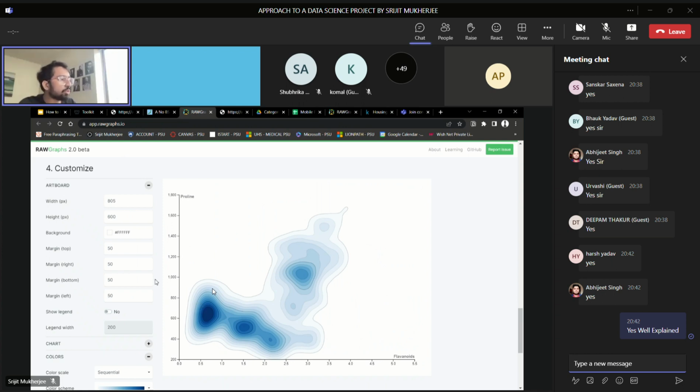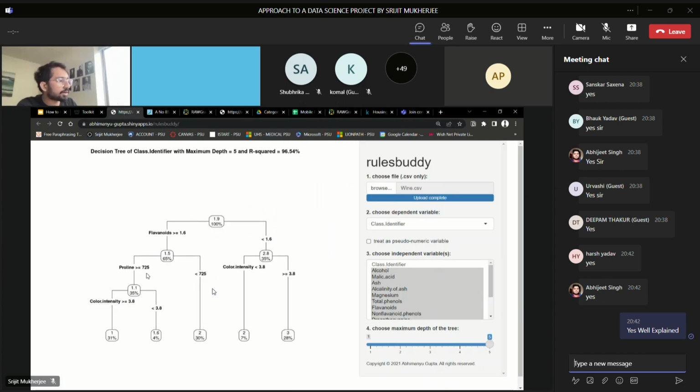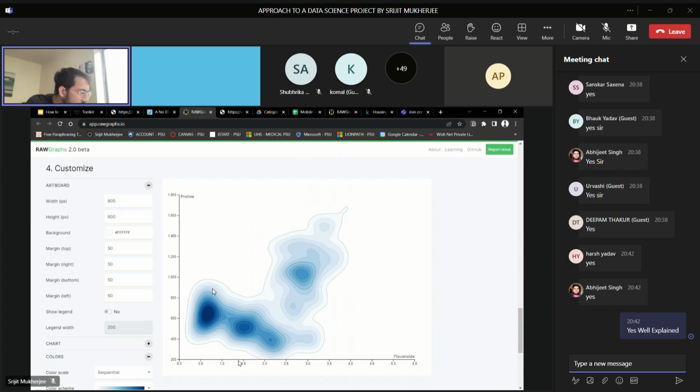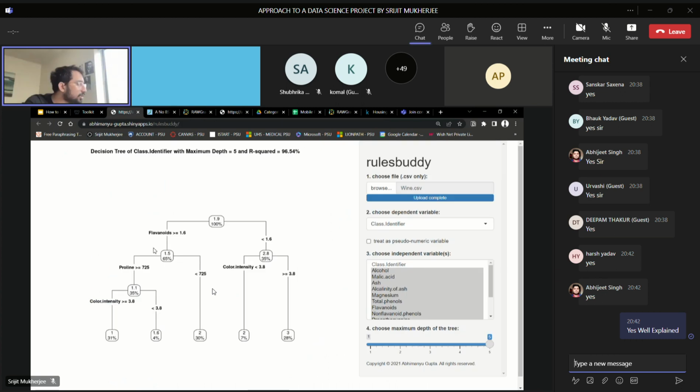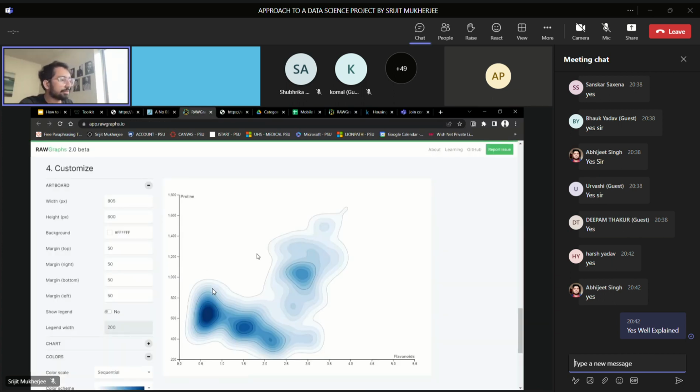And for flavonoids greater than or equal to 1.6, understand very carefully, that means this region, flavonoids greater than or equal to 1.6 and proline less than or equal to 725, it's 2. That means most of the data, and you can see it's a lot of data out here, 30% of the data, is coming from this region, the second cluster.